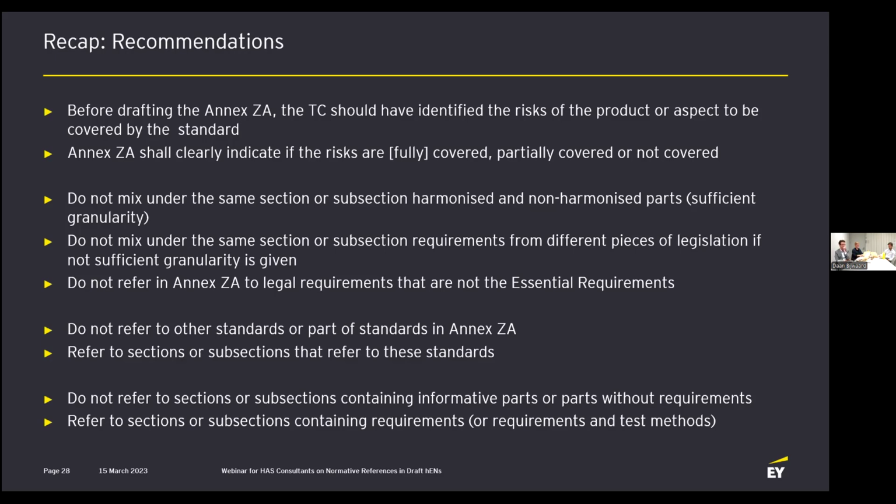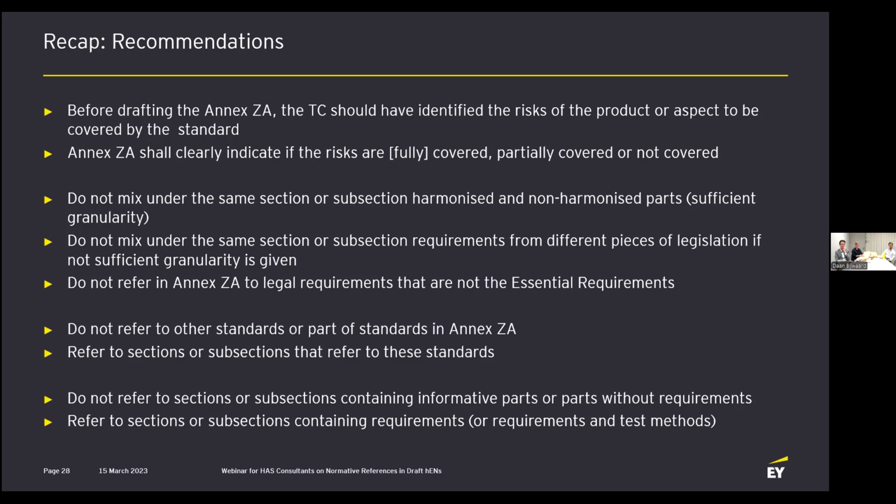Do not refer to other standards or parts of the standards in Annex Z, including Part 1. And again, the exception, type A, type B, type C, could be an exception. We still don't know. We still have to discuss it. But for the time being, please try to prevent any reference to any other standard or any part of the series of a standard in the Annex Z. If you want to make reference in the text of the standard, but not in the Annex Z, please. This will only complicate the compliance assessment. Refer, and in this case the following bullet says, refer to sections or subsections that refer to these standards. And that's fine.